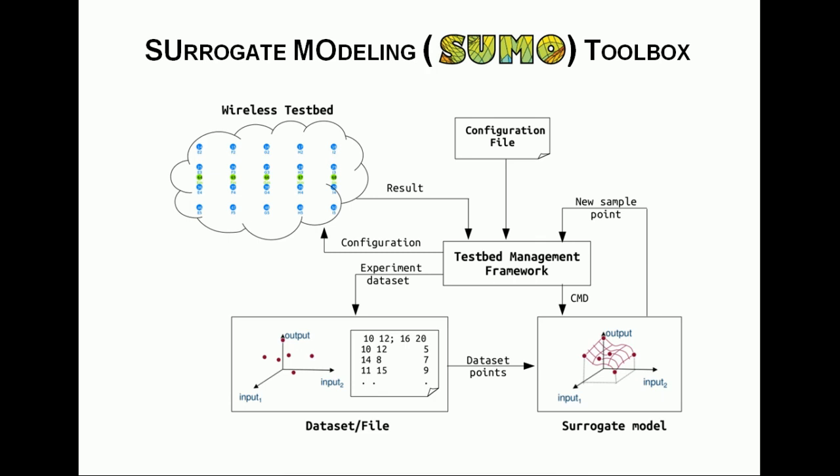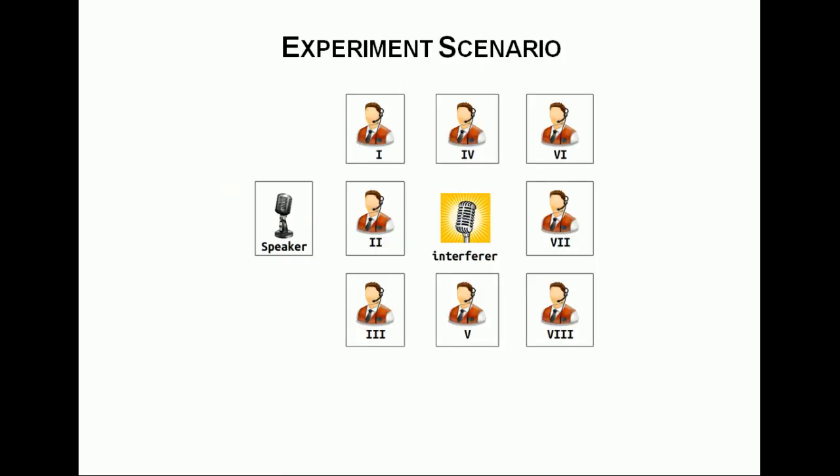Currently, this toolbox is used in the iMinds testbed, which is located in Ghent, Belgium, and we'll show you how we will use this for optimizing a wireless network problem.